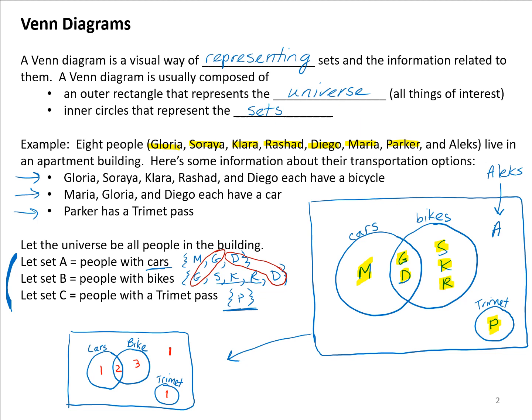So if I count those up now, 1 plus 2 plus 3 plus 1 plus 1, that would be 8 people. It's not required that you put the total in the upper left corner here. I just wanted to emphasize that what we have here is all 8 people accounted for exactly once, because the numbers add up totally to 8.